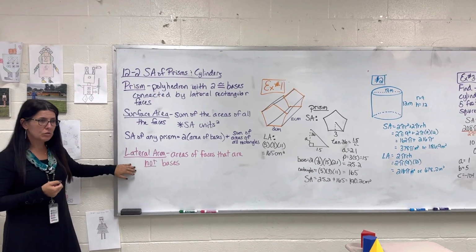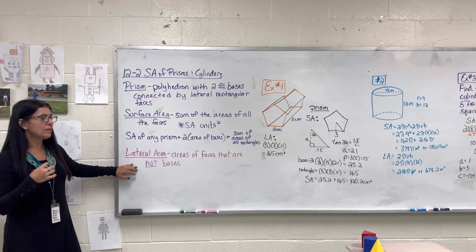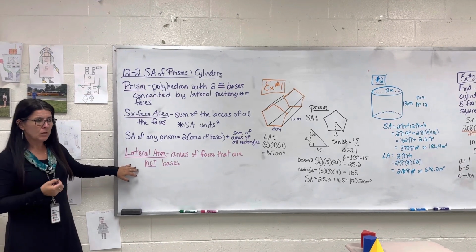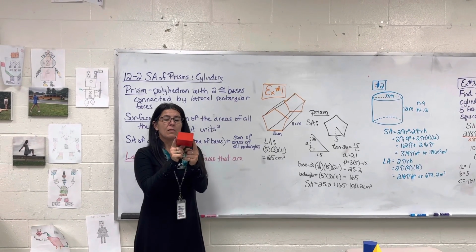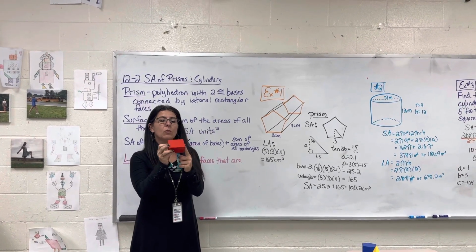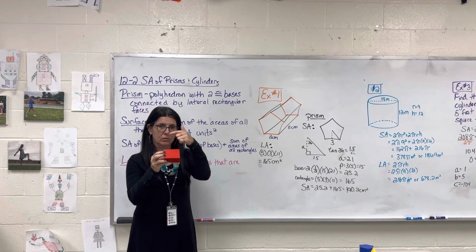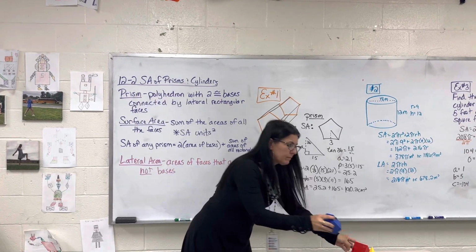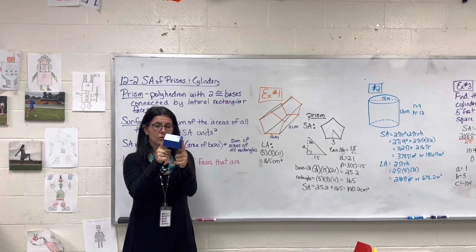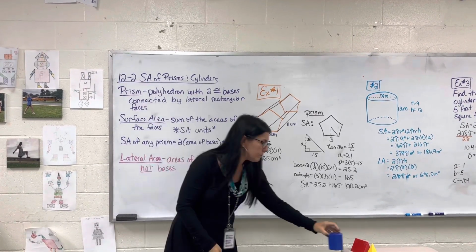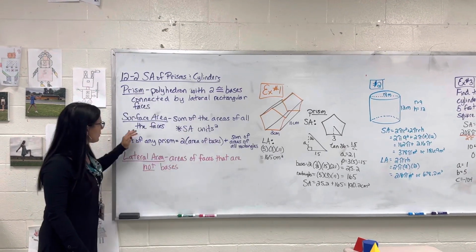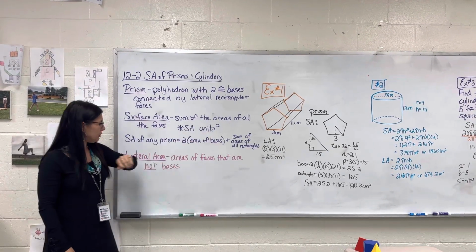Lateral area is new to you. Lateral area is everything except for the bases. So if you were finding the lateral area of either of these prisms, the bases don't count. You're only adding the area of all of these rectangles. Same thing with this one. You would not count where my fingers are. Those are the bases. The lateral area would just be the rectangles for this prism. And of course, when you're talking about surface area, you always need to include units squared.